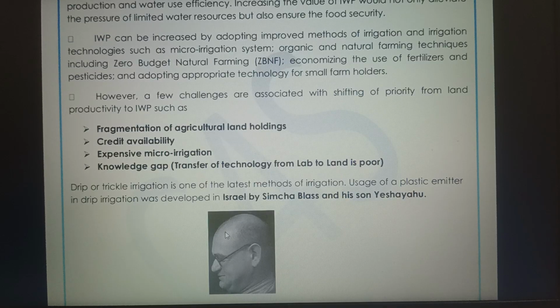So, however, a few changes are associated with shifting priority, fragmentation. Okay, these are the problems. The concept of your drip irrigation was advocated by these two persons, the father and the son from Israel, Simcha Blas and his son Yeshayahu.